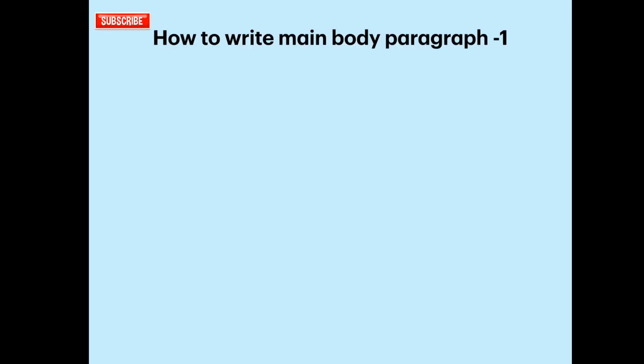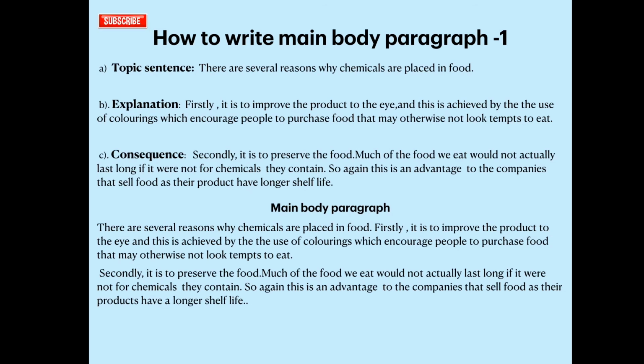Now let's go to the main body paragraph. In this main body paragraph, we need to write 2 or 3 sentences. The first sentence is the topic sentence, the second sentence is the explanation, and the third sentence is the consequence. Now in the topic sentence, we need to summarize the main idea of the paragraph. Actually, it plays a very important role in ensuring that your ideas flow logically from one another. So it is very important. So you have to summarize the main idea. So how can it be written? It can be written as, there are several reasons why chemicals are placed in food.